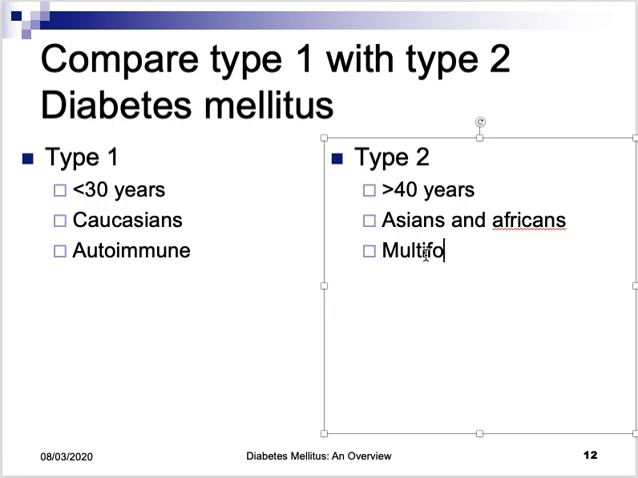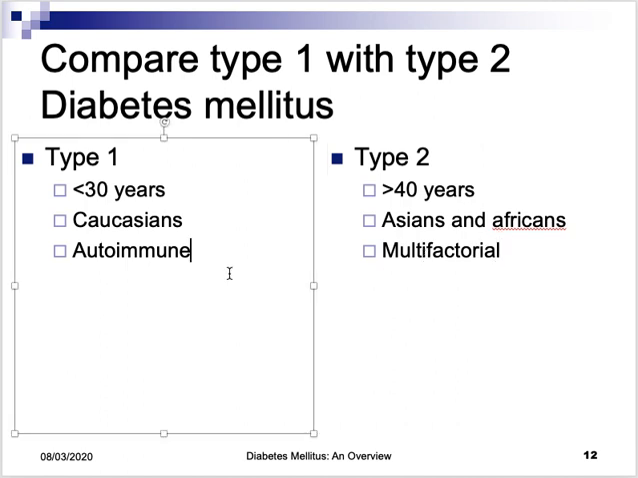Multiple factors are involved, so multifactorial causes. Okay, so what they found is that in type 1, there are certain genetic makeups like human leukocyte antigen or MHC complexes, like DR3 and DR4. The people who have this genetic makeup have increased chances of getting type 1 diabetes mellitus.